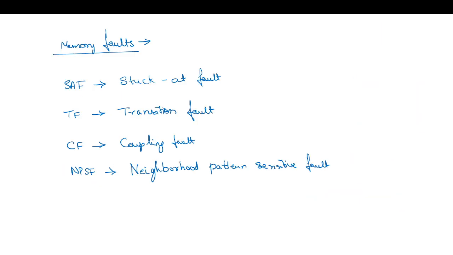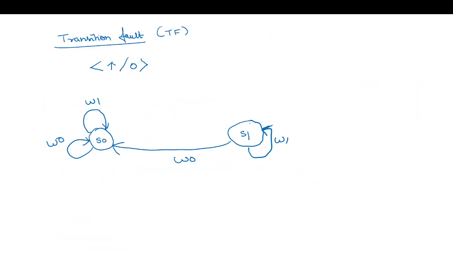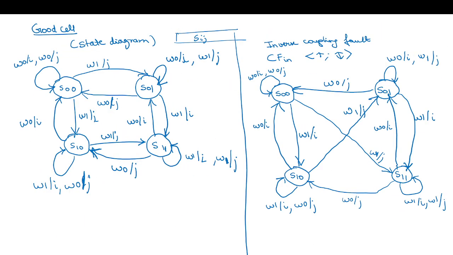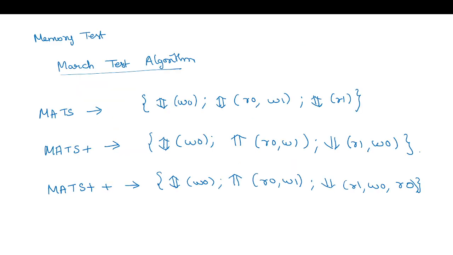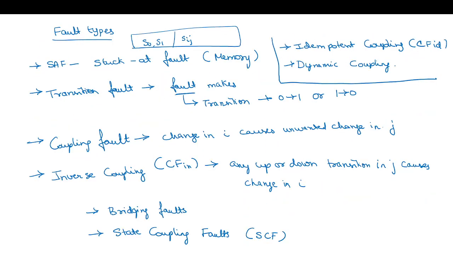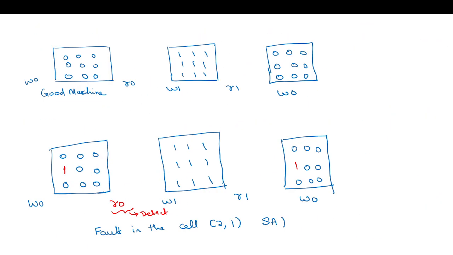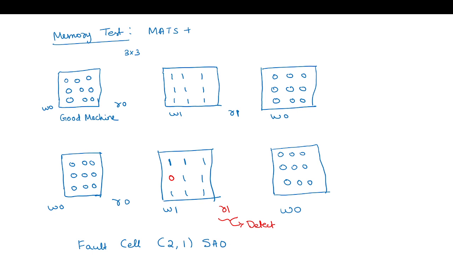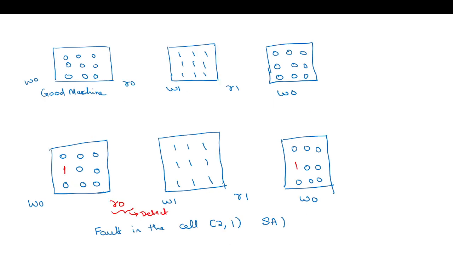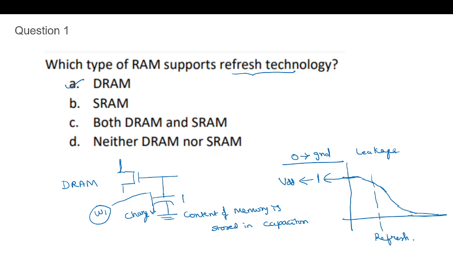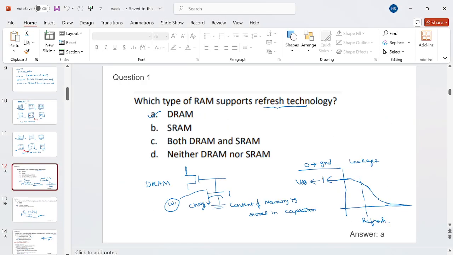With these state diagrams, we have explained a few fault types, and what the March sequence is. We have solved how we are able to detect, say, a circuit fault using this March sequence, and we have solved some of the previous year questions. So with this, I will end today's session. Thank you so much.